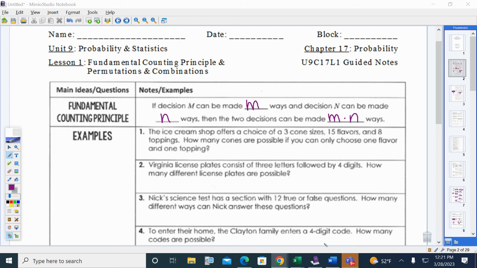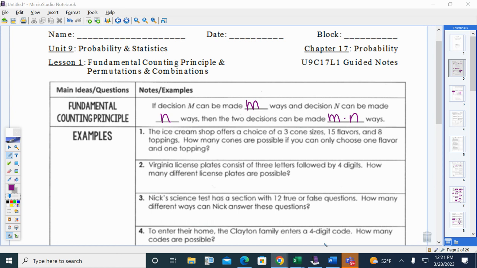This video is on chapter 17 on probability, lesson number 1, fundamental counting principle, and permutations and combinations. For your fundamental counting principle, it says here that if decision M can be made M ways and decision N can be made N ways, then the two decisions can be made M times N ways. So we're going to use multiplication here to find out all possible outcomes.